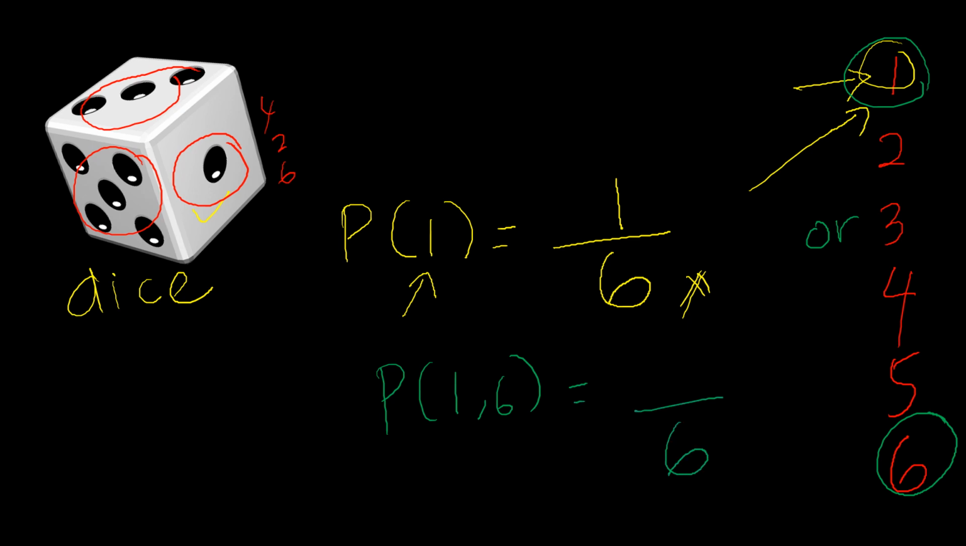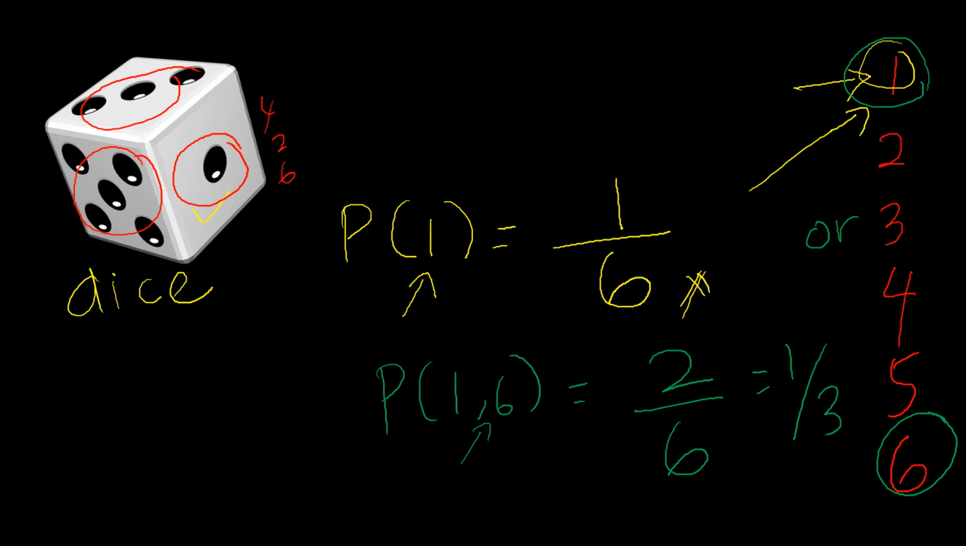There are also 2 possibilities that will meet the conditions that I have, 1 or 6. So 2 over here. This means that I could roll a 1 or I could roll a 6. So now there are 2 equally likely possibilities that meet my conditions. So there's a 1/3 probability of rolling a 1 or a 6 now.